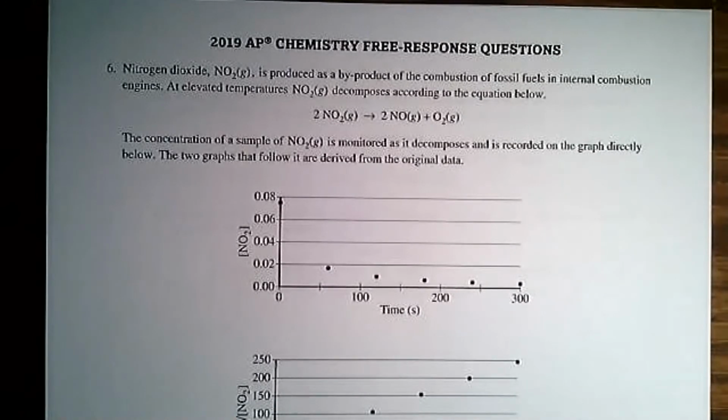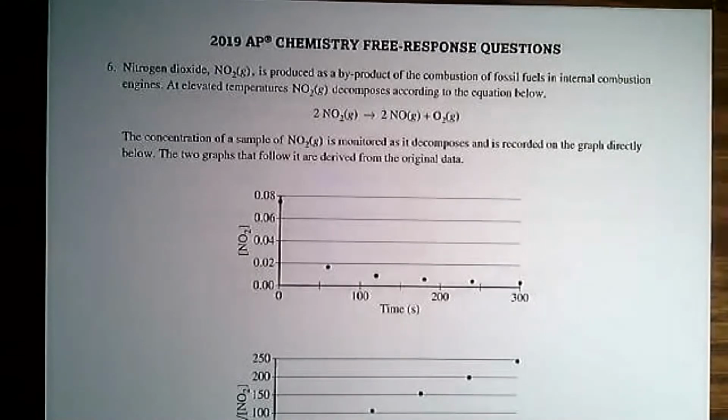Okay, so nitrogen dioxide, NO2, is produced as a byproduct of combustion of fossil fuels in internal combustion engines. We've seen this before when we talked about photochemical smog back in chapter 5, I think it was, on gases. Anyways, at an elevated temperature, NO2 decomposes according to the equation below, and there it is. The concentration of a sample of NO2 is monitored as it decomposes and recorded on the graph directly below. The 2 graphs that follow it are derived from the original data.